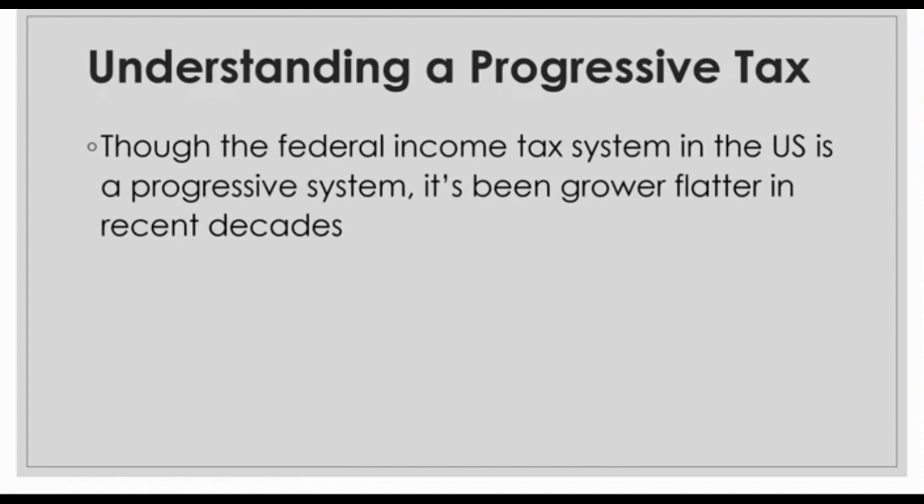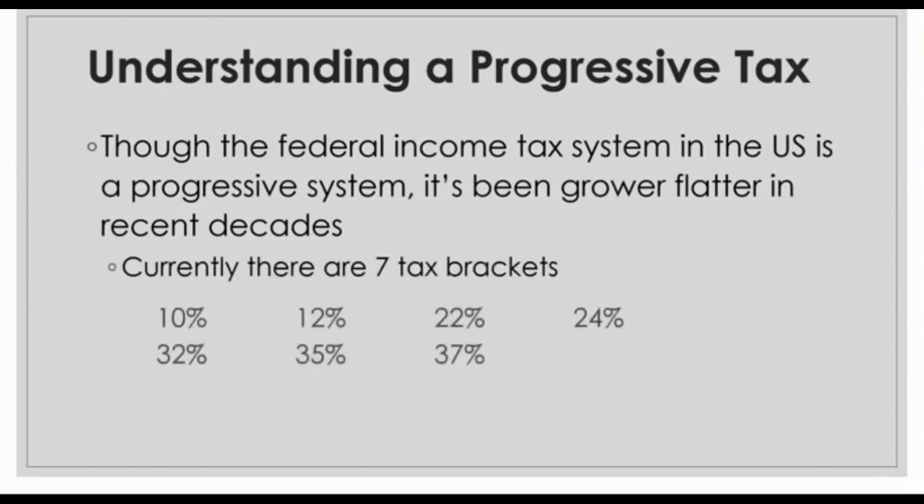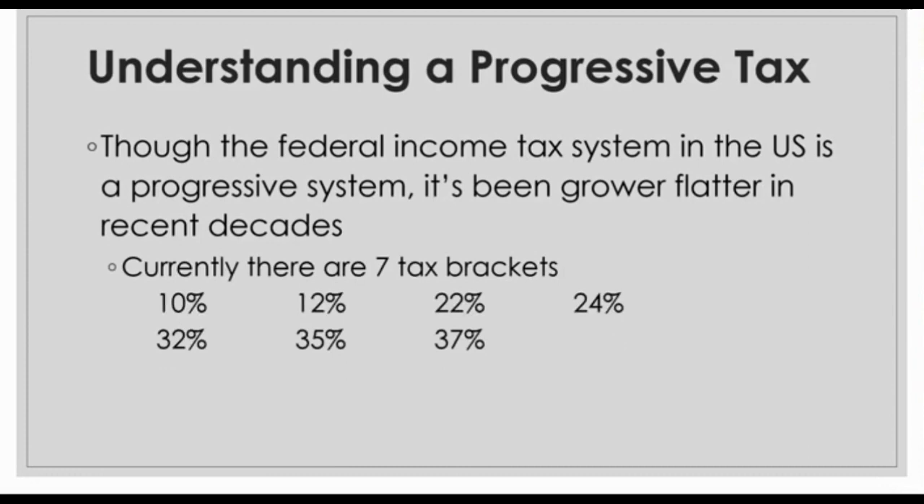Even though we have a progressive tax system for our federal income tax, it's actually growing flatter. It's still progressive, but it's more proportional than it has been in the past. Currently there are 7 tax brackets ranging from 10% to 37%. Roughly 40 years ago, we had 16 brackets. If you have more brackets, there are more progressive steps. By eliminating those and combining brackets, it has the effect of flattening it out. So it creates more of a proportional tax. It's still progressive, but not as much as it had been previously.